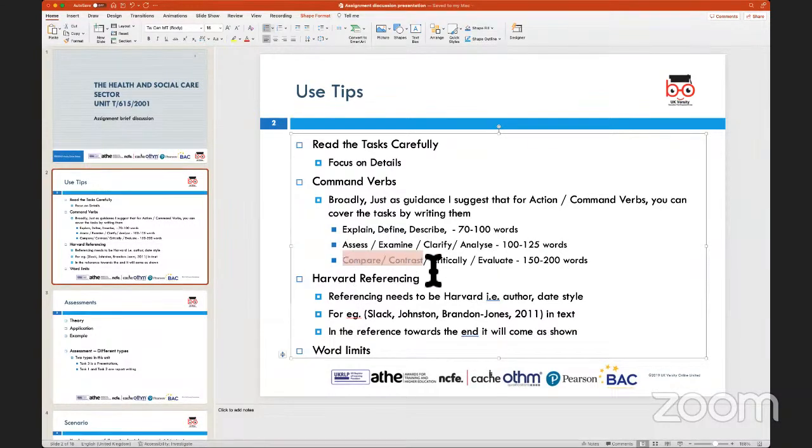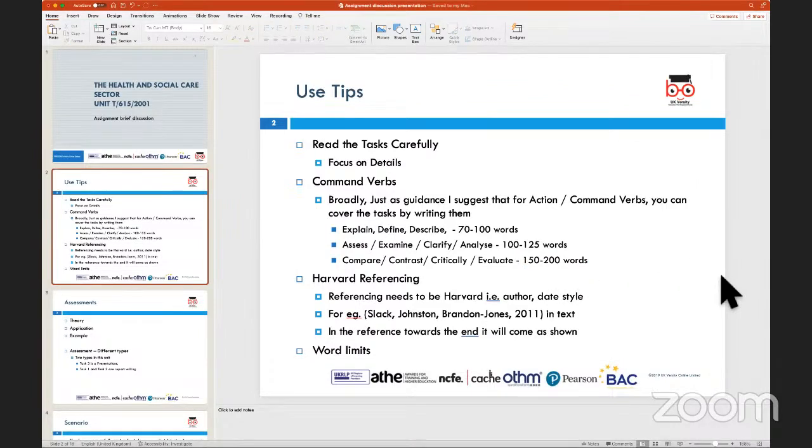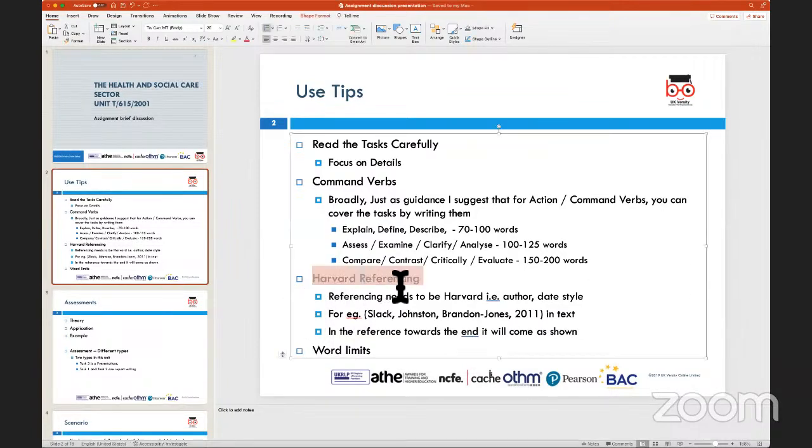And when you have compare, contrast, critically evaluate, or critically analyze, then you will need to build arguments, talk about positives and negatives of that argument, make a decision of why you're supporting this particular argument, and then summarize that in 150 to 200 words. So as you would see, the command verbs give you some idea in terms of how much is to be written or what is the optimal content in terms of words that you have to write to be able to achieve the tasks. The next point, very briefly, is we are following Harvard referencing, which is also called the author-date style referencing system.